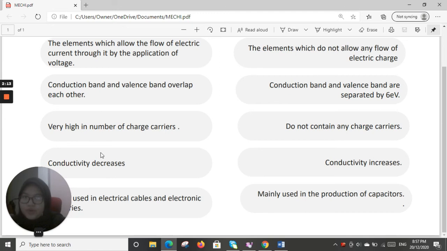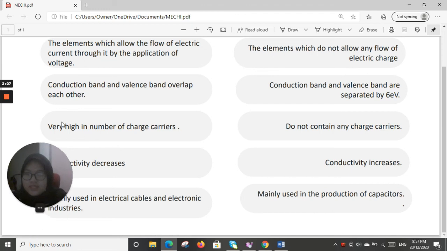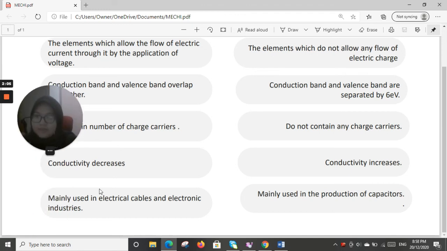If you look at the applications of these examples of conductor and insulator, we can see that copper is mainly used in electrical cables and electronic industries because it is cheap and easily available. We can see them in our laboratory or any equipment, or in the electrical companies' wires.